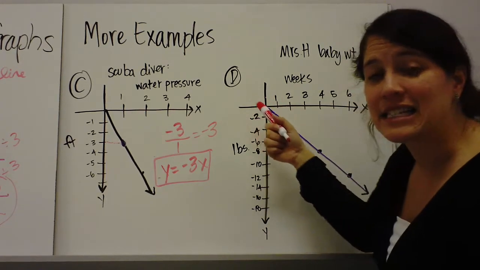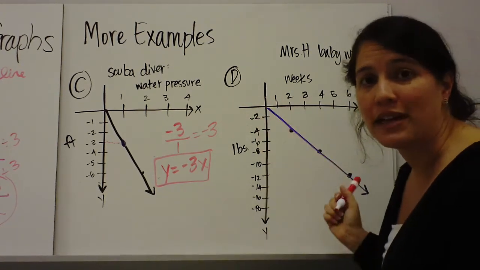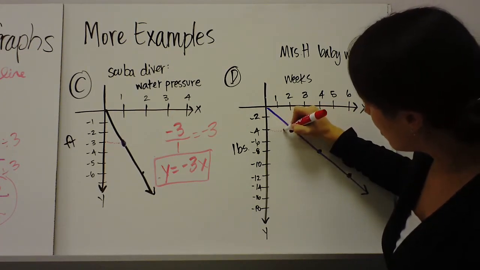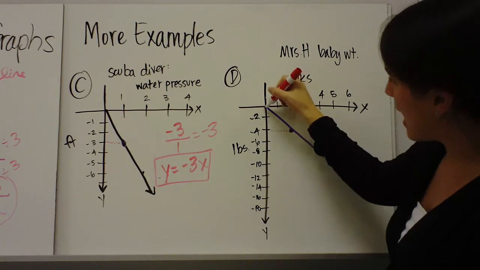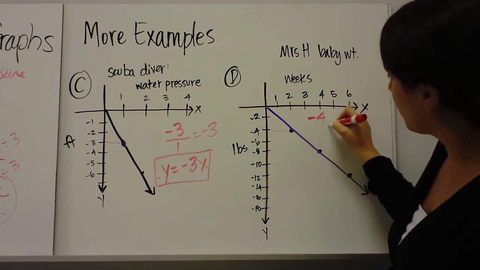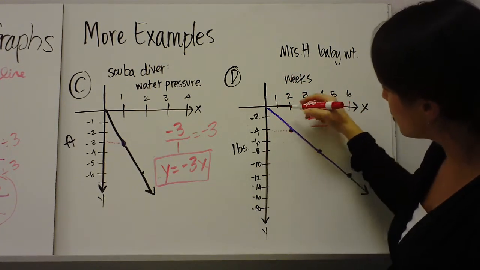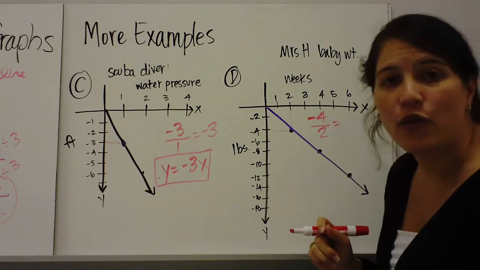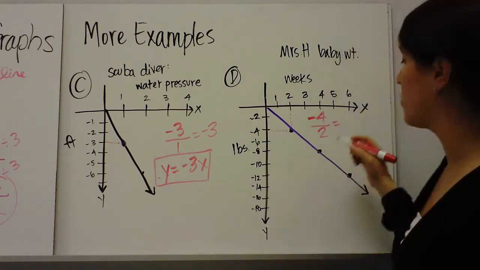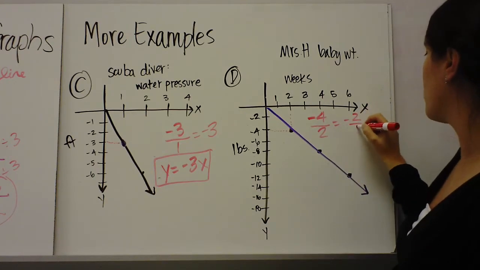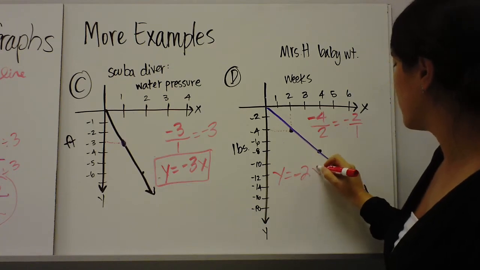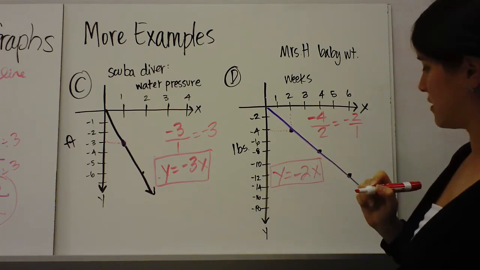Notice it's a down graph, so my slope should be negative. And I'm going to look at this point right here. So I went down to -4, and then I went over to 2. So -4 over 2, we have to reduce, and that would be -2 over 1. And in my equation, I get -2x.